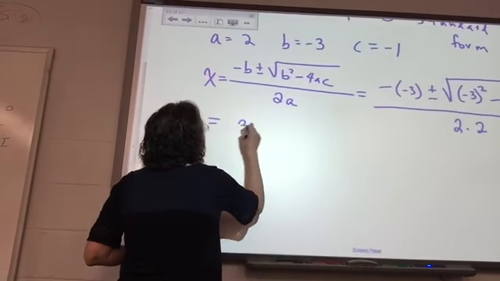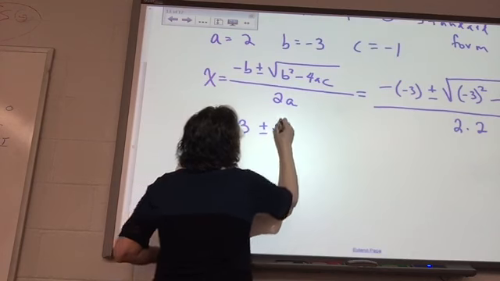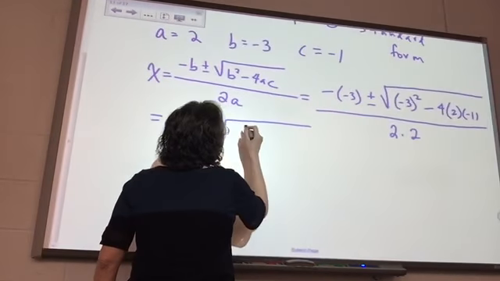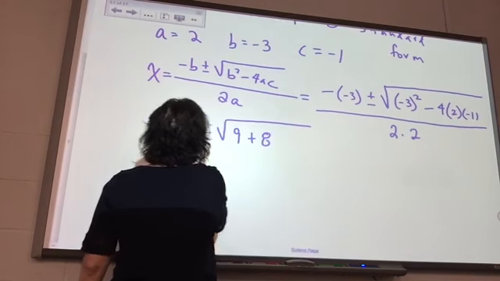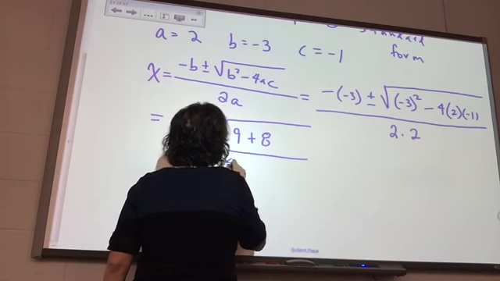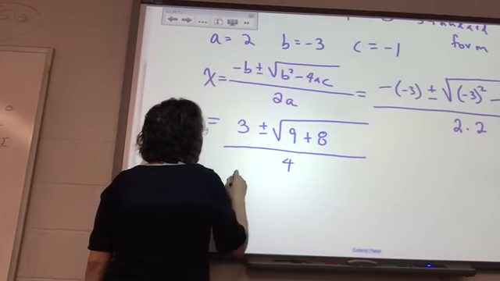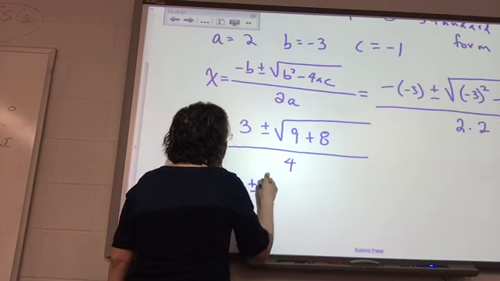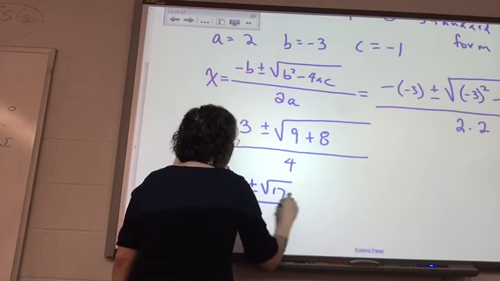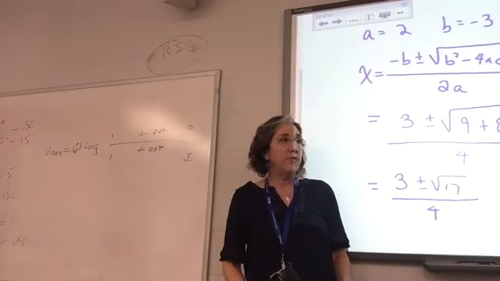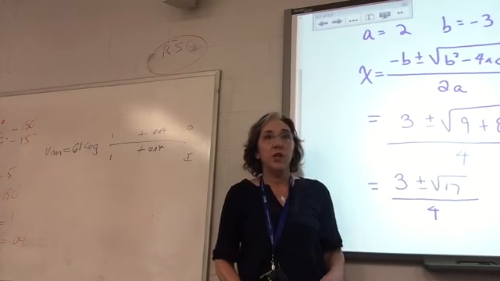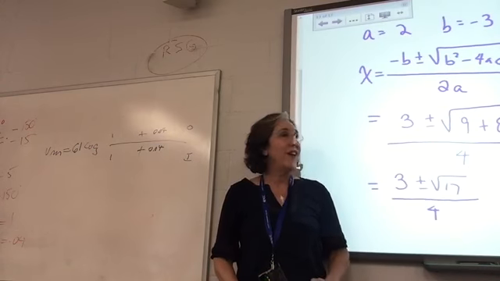Okay, so we've got 3 plus or minus the square root of 9 plus 8, all over 4, which is 3 plus or minus the square root of 17 over 4. So this one really didn't have a lot of simplifying to do. I just had to make the calculation underneath. Okay, good.